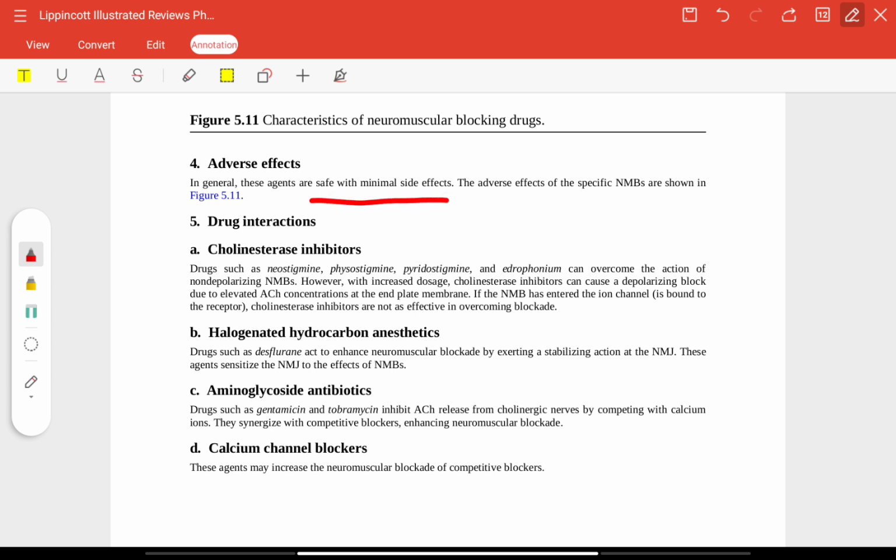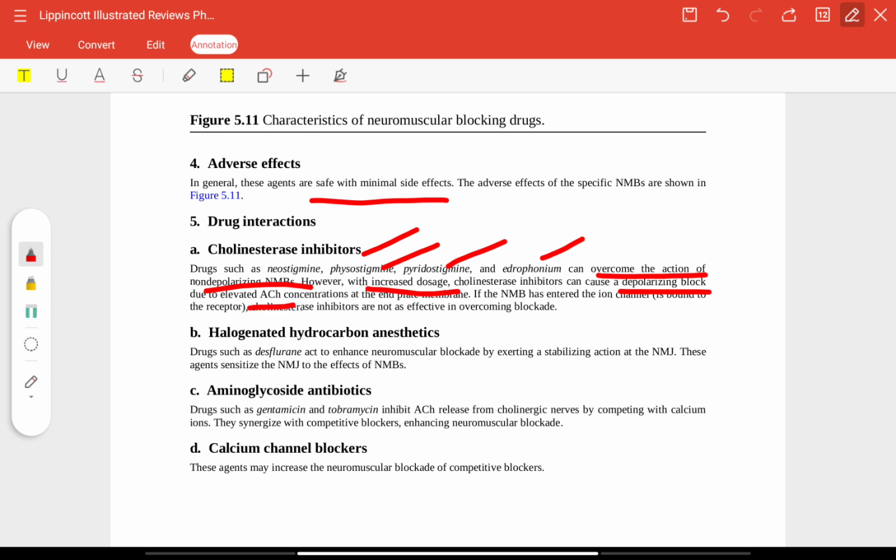Drug interactions with inhibitors. Since they are enzyme dependent, cholinesterase inhibitors, those which inhibit the enzyme, such as neostigmine, physostigmine, pyridostigmine, and edrophonium, can overcome the action of NMBs. With increased doses, this can cause a depolarizing block due to elevated acetylcholine.